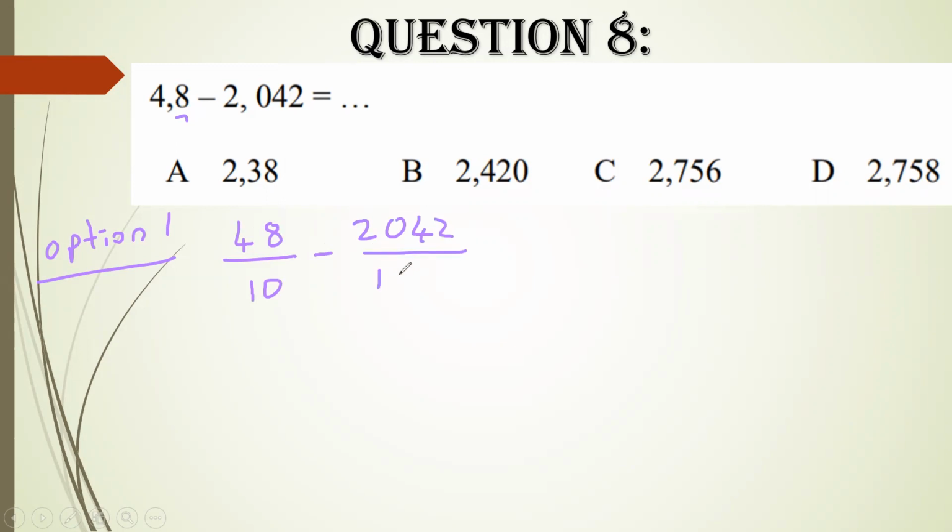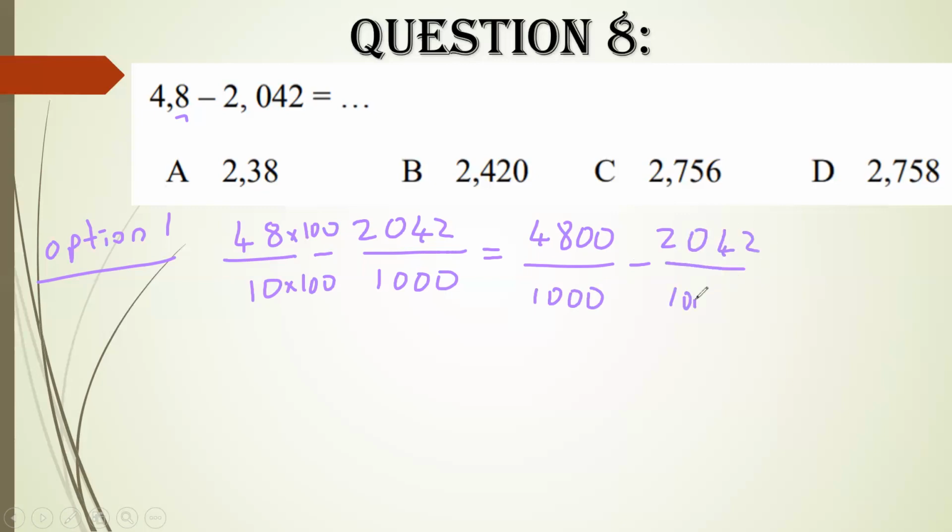2042 over 1000. Why 1000? Because after the comma, as you see, we have 1, 2, 3 numbers. We have to write 3 zeros. Okay, from now, just like adding, subtract is also the same process. We must make them the same number this side. So times by 100, times by 100 each side. This side we don't have to touch. So let's continue. 4,8 and 2 zeros, 4,800 over 1,000 minus 2,042 over 1,000.